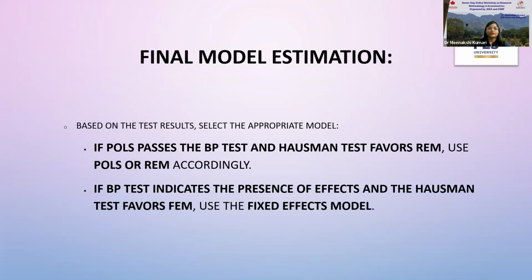After that, you have to run FE and then RE. On RE, after that, the Hausman test. The Hausman test will tell you either RE or FE. If the p-value is less than 0.05, you should go to FE. Or if it is more than 0.05, just go with RE and go for the diagnostic tests.